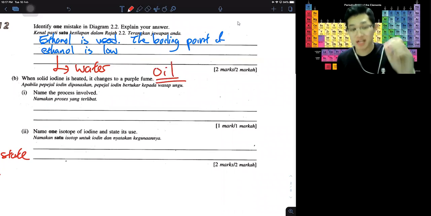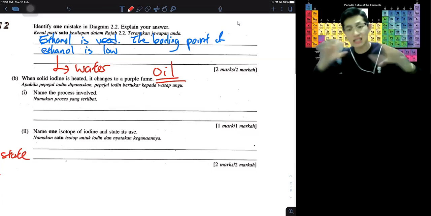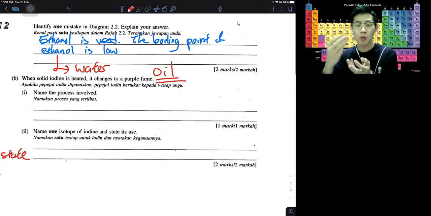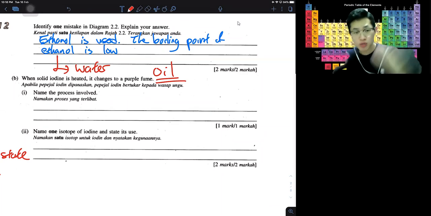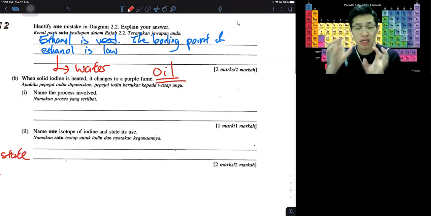So you yourself write down all these important parts, important keywords or information. So before your chemistry paper, you can go through this question quickly, and then you get to see the extra information.